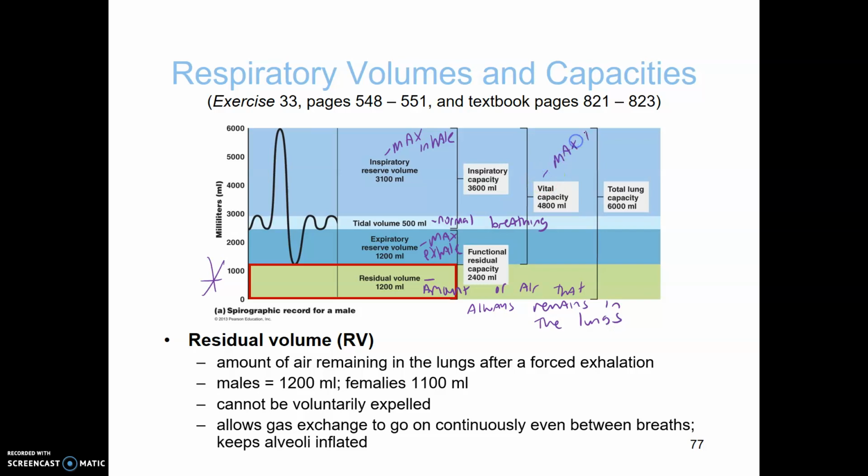This would be your max inhale plus max exhale, right? And this is the total amount of air that can fit in your lungs. All right, and so that's just our quick sort of overview. You don't need to know the inspiratory capacity and the functional residual capacity.